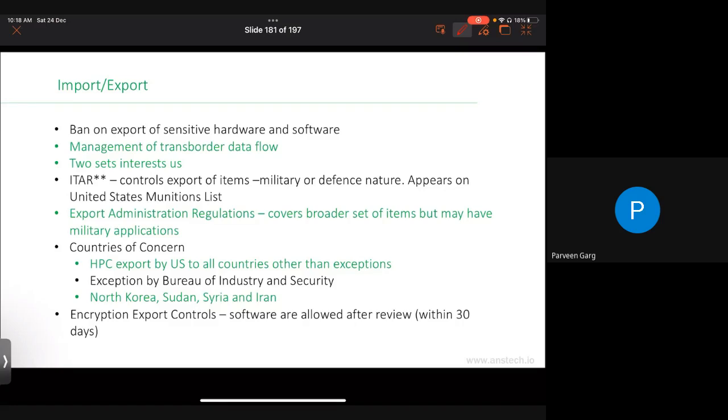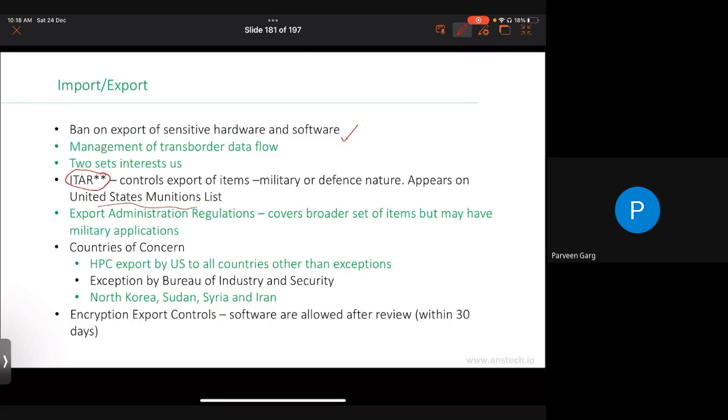But the moment it comes to import/export of sensitive hardware and software, then there are two things you have to remember. If it is hardware and software, then it comes under ITAR. Remember this, okay? ITAR is the regulation under which you cannot export sensitive hardware and software. And it appears on something called United States Munitions. ITAR is a very, very tough regulation. Okay. If your company is found to violate ITAR regulations, then it get out of business very quickly.